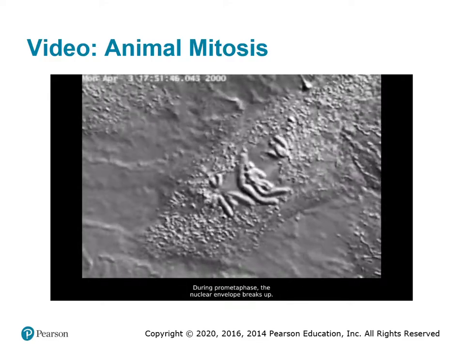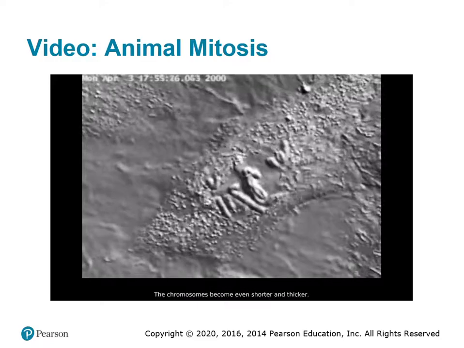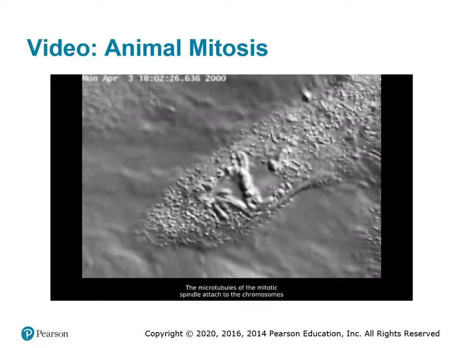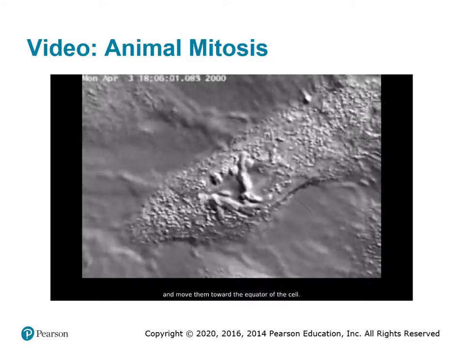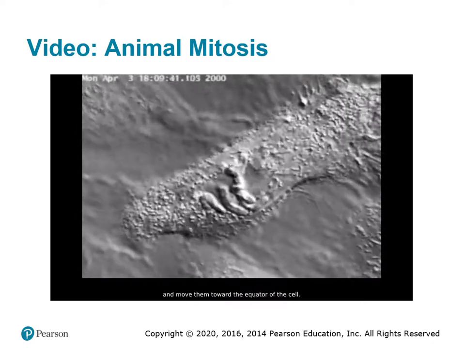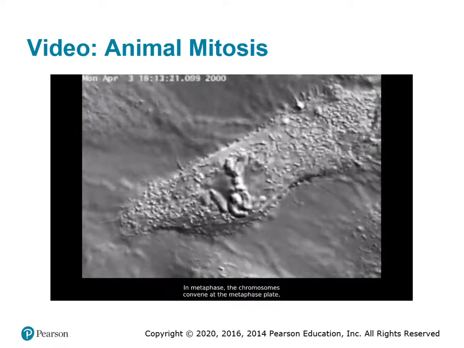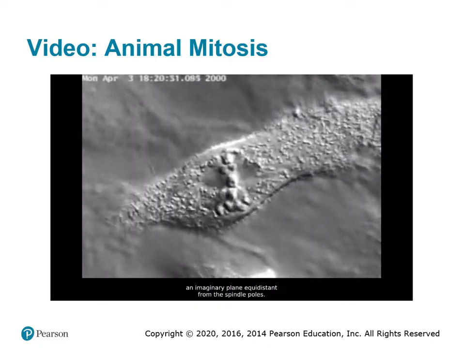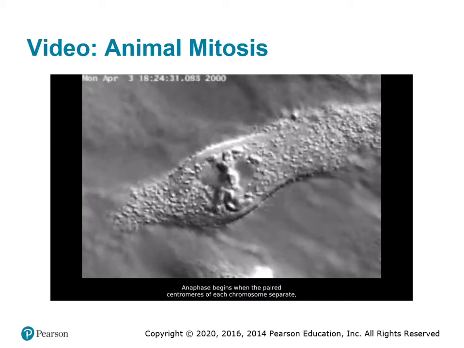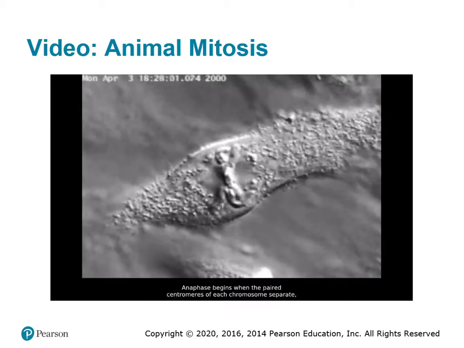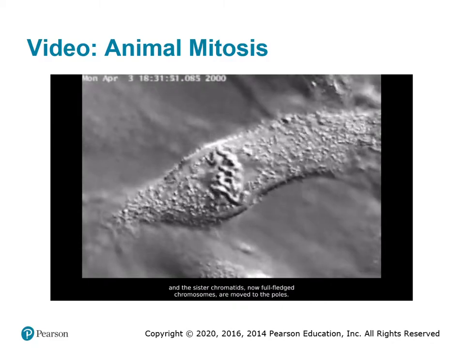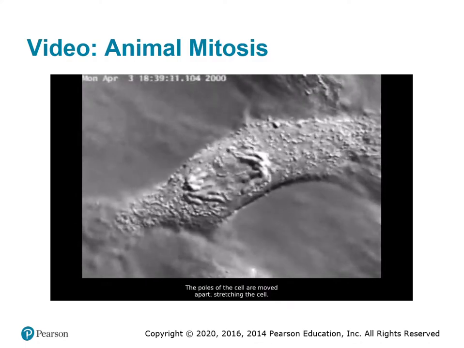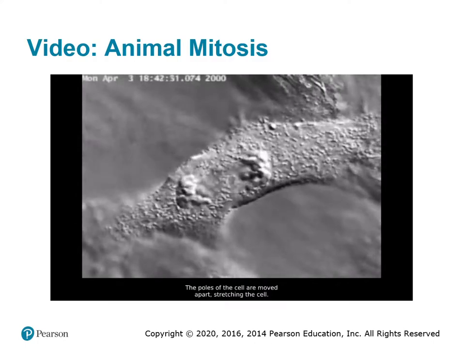During prometaphase, the nuclear envelope breaks up. The chromosomes become even shorter and thicker. The microtubules of the mitotic spindle attach to the chromosomes and move them toward the equator of the cell. In metaphase, the chromosomes congregate at the metaphase equator, equidistant from the two poles. Anaphase begins when the paired centromeres separate, and the sister chromatids, now full-fledged chromosomes, are moved to the poles. The cell elongates.